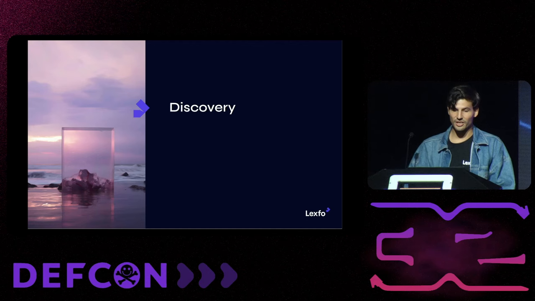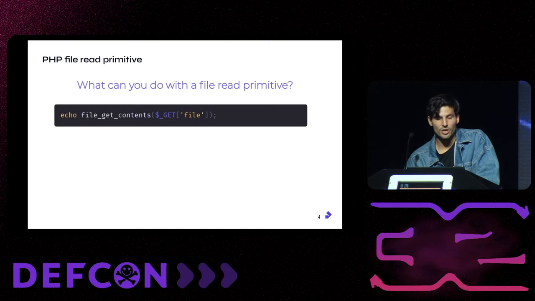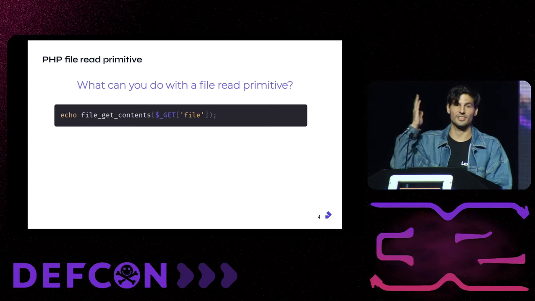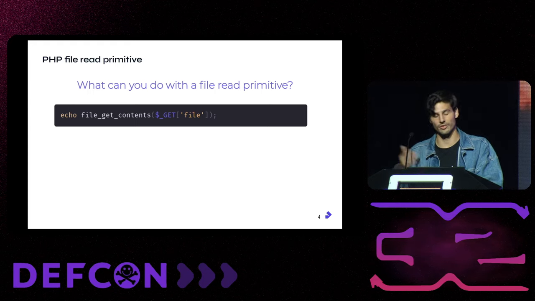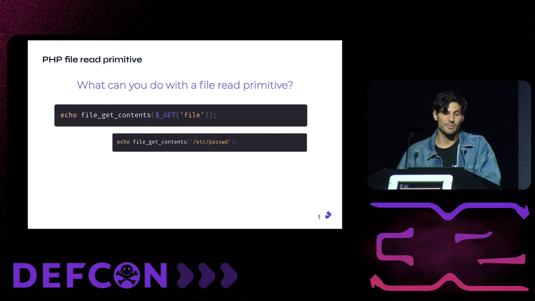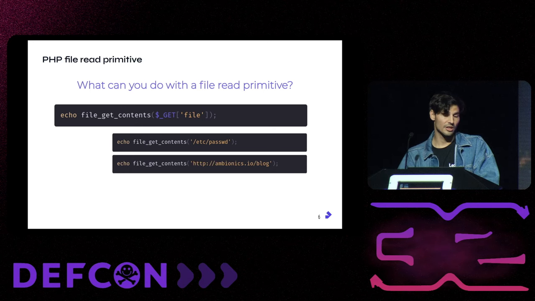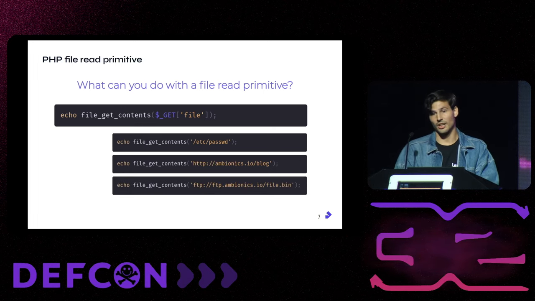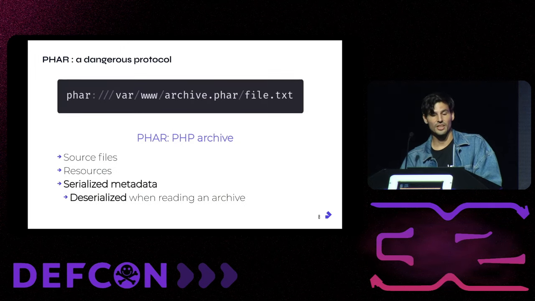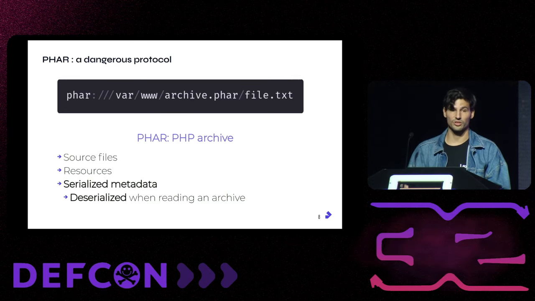So regarding the discovery, to understand how I found the bug, we need to understand what you can do when you have a file read primitive in PHP. Code such as this one, but it could also be an fopen followed by an fread, like any file read primitive in PHP. What can you do with it? Well, obviously you can read a file, you can read /etc/passwd, but you can also force PHP into reading an HTTP resource, that would work, and an FTP resource, that would work as well. And there are also other protocols that you can use, which are PHP specific, such as phar://, which will let you read the contents of a phar archive.